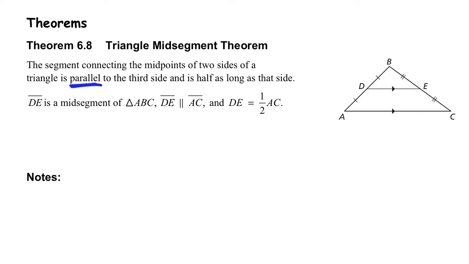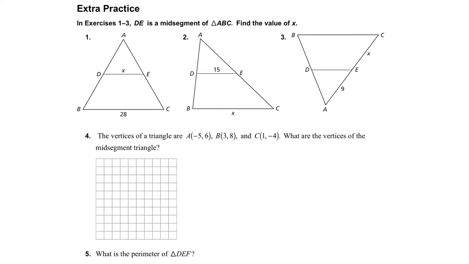And then it says that the mid-segment itself, DE, which I'll highlight over here in green, is half of AC. So for example, if I know that AC is 10 centimeters, DE would be 5 centimeters. So that's the triangle mid-segment theorem. So let's get into practice with some of this stuff. It goes pretty quick. I don't know if I'll do all these.